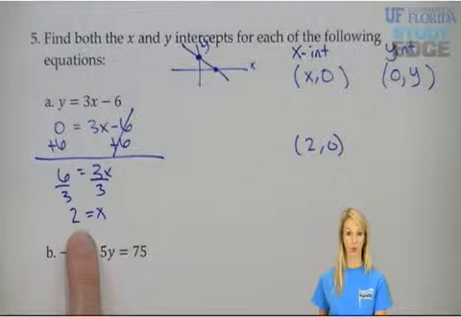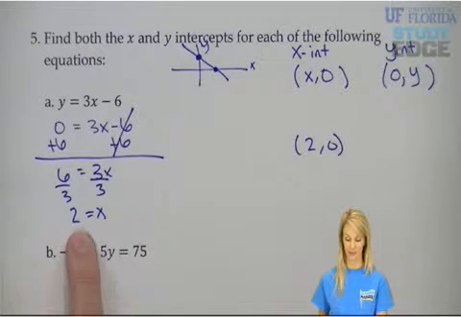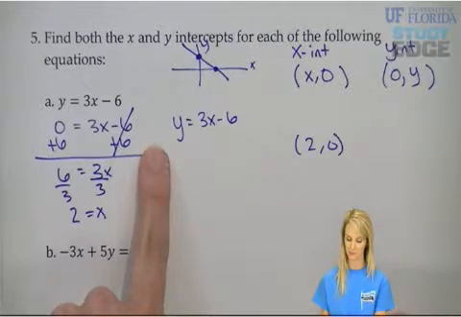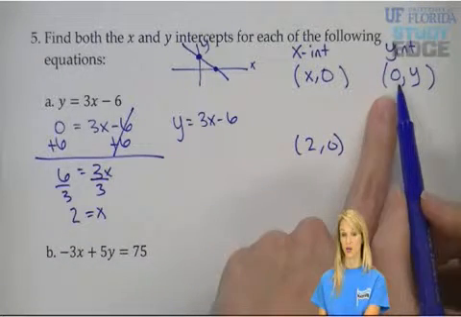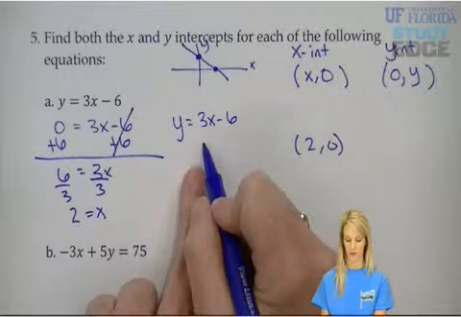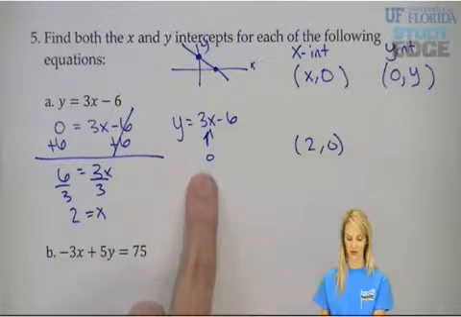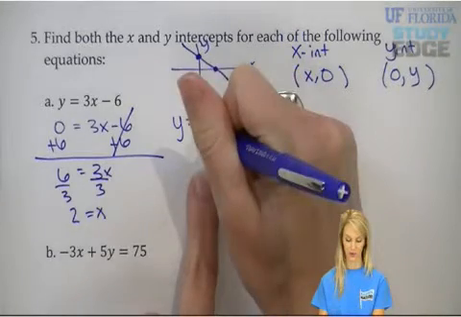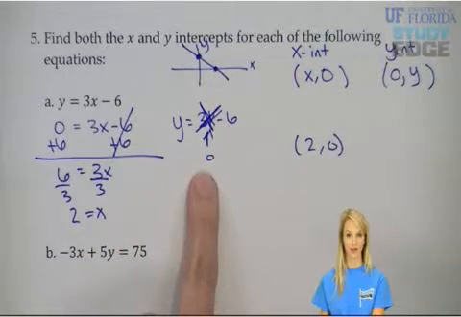All right, now what about our y-intercept? Well, let's look. We have y equals 3x minus 6. For our y-intercept, we know that x is equal to 0. Well, if x is equal to 0 right there, what's 3 times 0? It's just 0. That would cancel out. What are we left with?